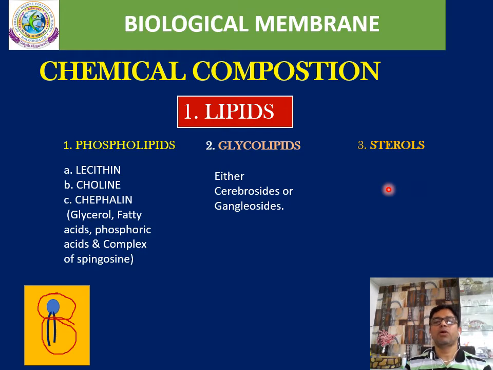Next, sterols. The third type of lipids are sterols. Sterols are steroid alcohols. The common examples of sterols are cholesterol, phytosterol, and ergosterol.